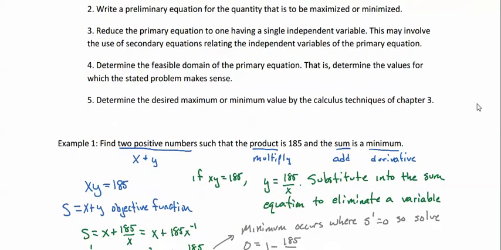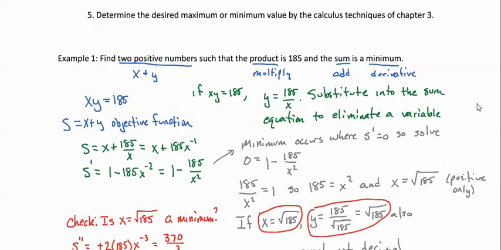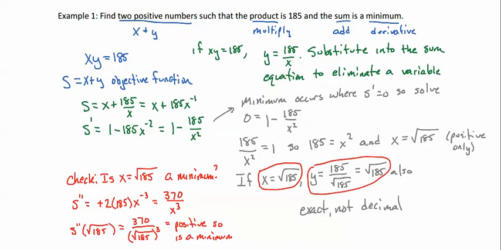Our first example is one that we would never try to create a sketch of. Find two positive numbers such that the product is 185 and the sum is a minimum. Now, where I see sum is a minimum, I know that sum means add. And I want to add these two positive numbers to get a minimum value. We're going to put s equals x plus y and call that our objective, preliminary, or primary equation.